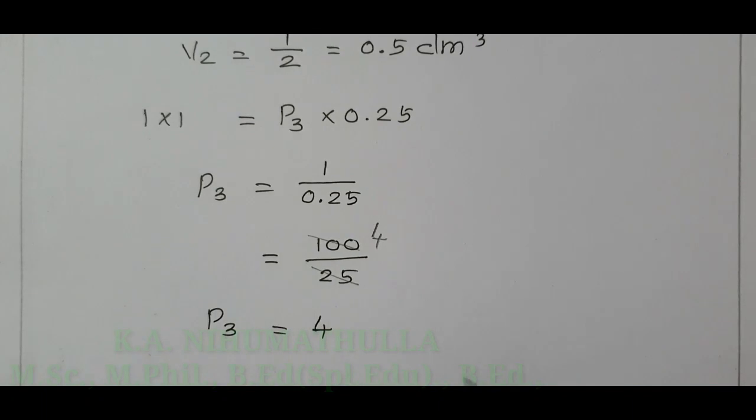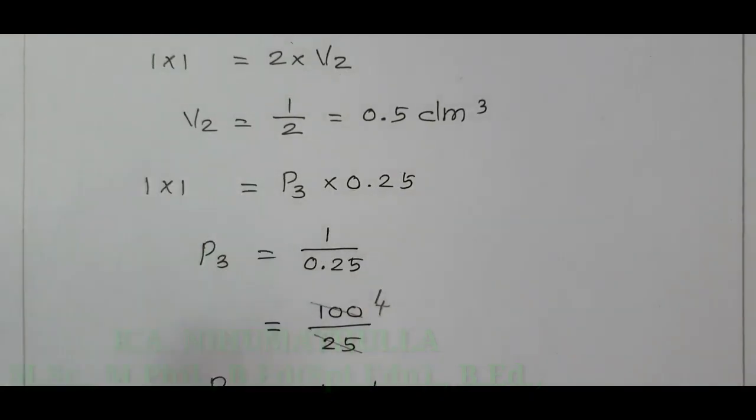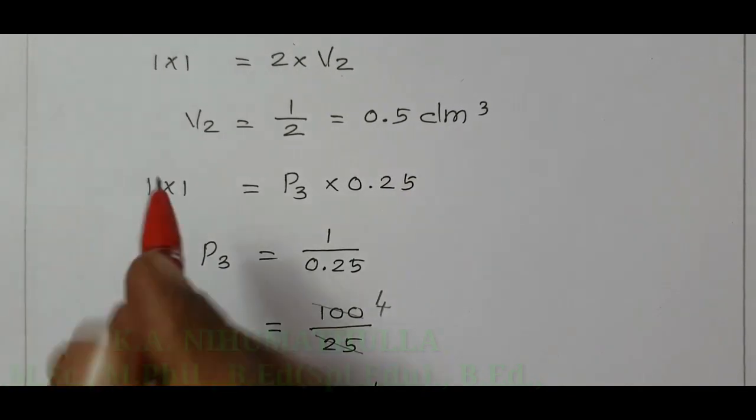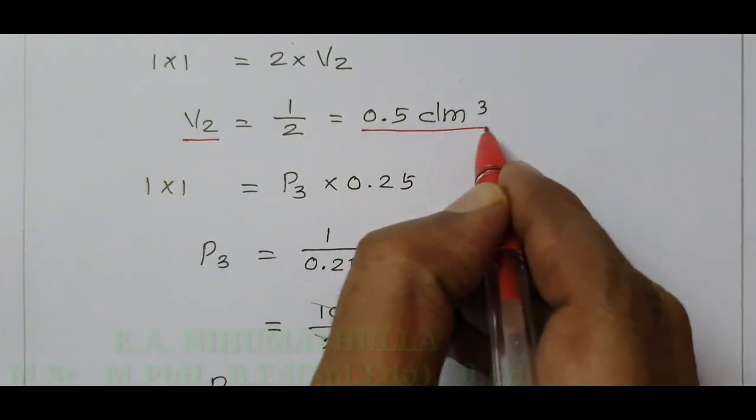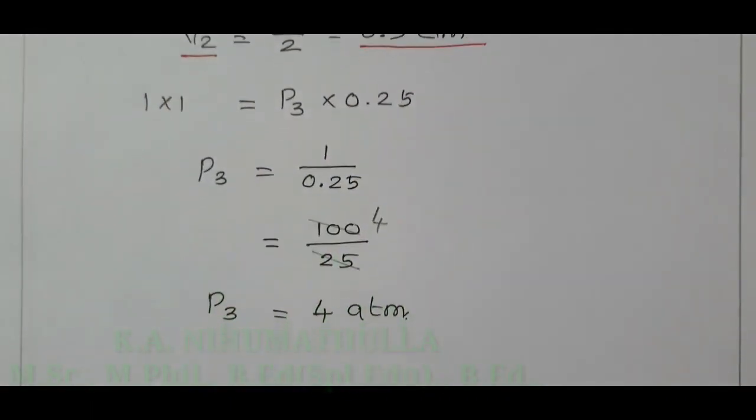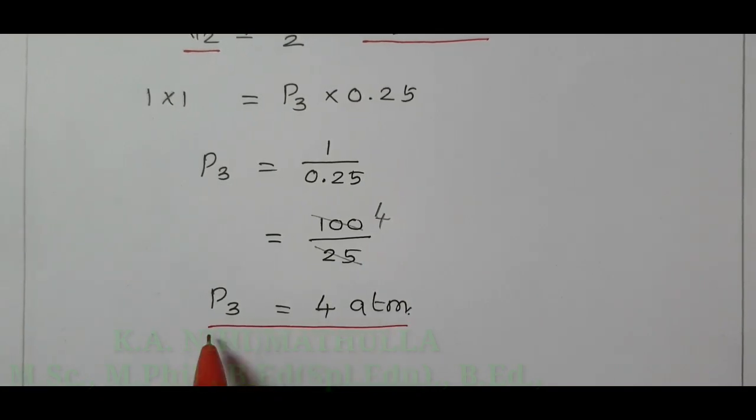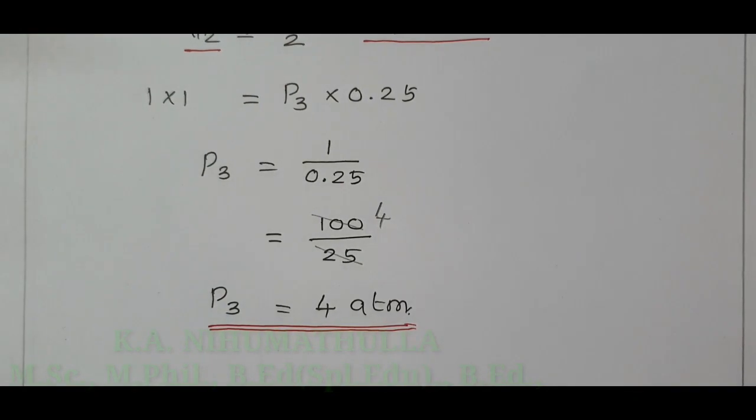What is the unit of pressure? ATM, atmospheric pressure. So we have calculated the volume value: 0.5 decimeter cube, the volume V2, the missing parameter, 0.5 decimeter cube, and also we calculated P3 pressure, the missing parameter, 4 ATM.